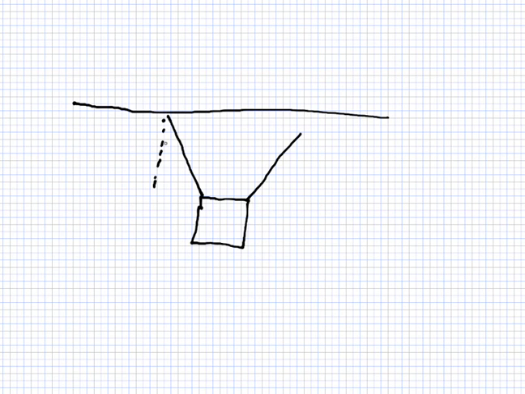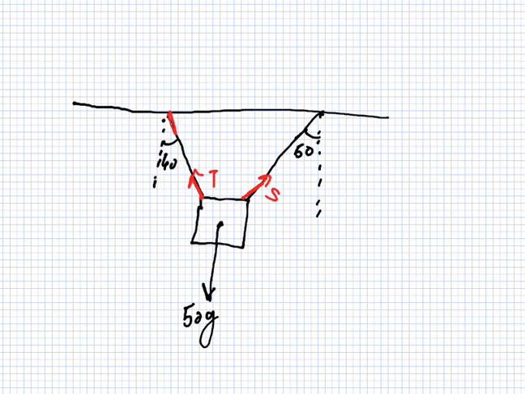So the first one is you have your mass hanging from the ceiling, and I say that this angle here is 40, and this angle here is 50, and here there's a force of 50g. So what you need to do here is, this is T and this is S, or at the other end of the string this is T and this is S, or T1, T2.